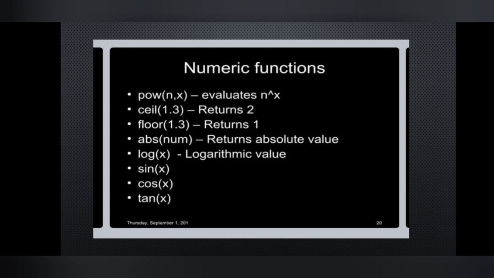And here we have the numeric functions. pow(n, x), which evaluates n raised to x. Ceil, which gives us the ceil value or top value of anything. Floor, or the ground value, which we get. And abs returns the absolute value. And here we have the logarithmic function, sine function, cosine function, and tan function.